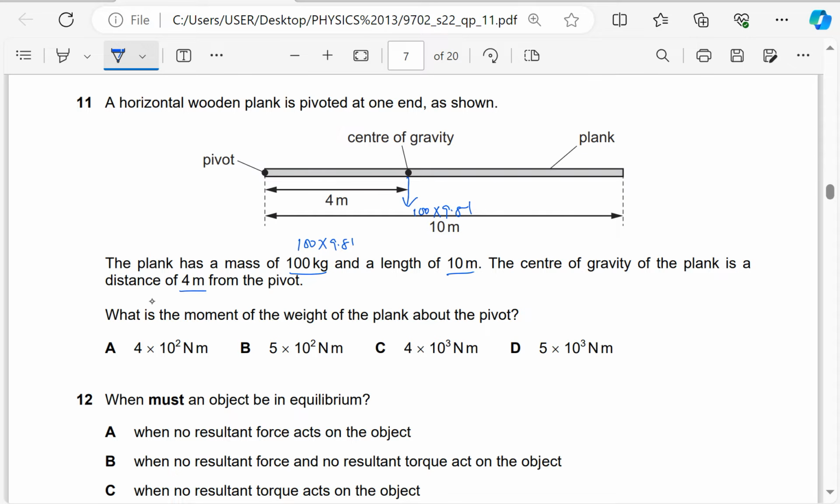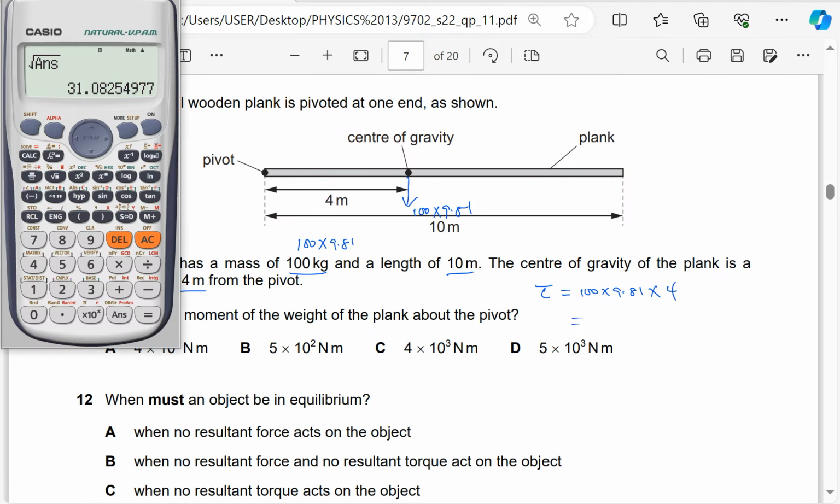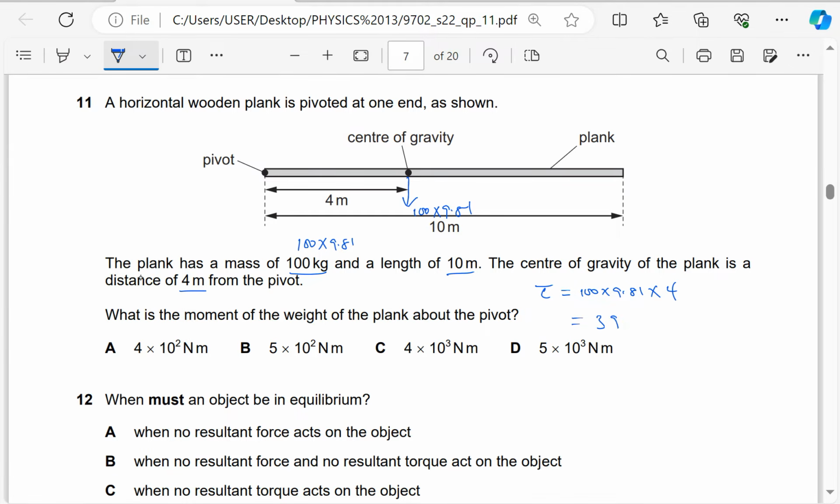What is the moment of the weight of the plank about the pivot? So moment, I will use tau for moment, is force times perpendicular distance from the pivot. So this will be 100 times 9.81, then times the perpendicular distance, which is 4 meters. So this is going to be 100 times 9.81 times 4, which gives us 3924 Newton meters, which makes our answer C. That is 4.0 times 10 to the power of 3.